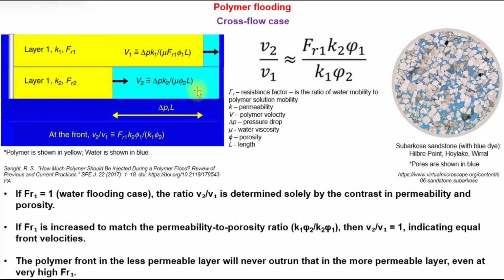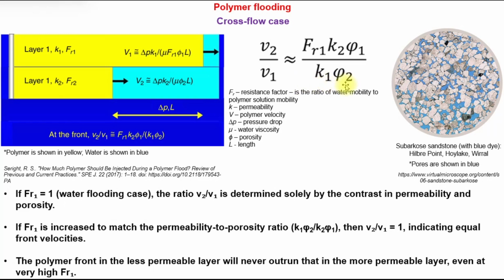Okay, now we can find the ratio between V2 and V1, which gives us the ratio between the polymer solution velocities in both layers. Of course, the polymer front in the less permeable layer will never outrun the front in the higher permeability layer. However, we can make them equal. We can make the flow velocities of the polymer solution in both layers equal so they penetrate to the same distance. This will accelerate oil recovery. Here is what that ratio looks like.